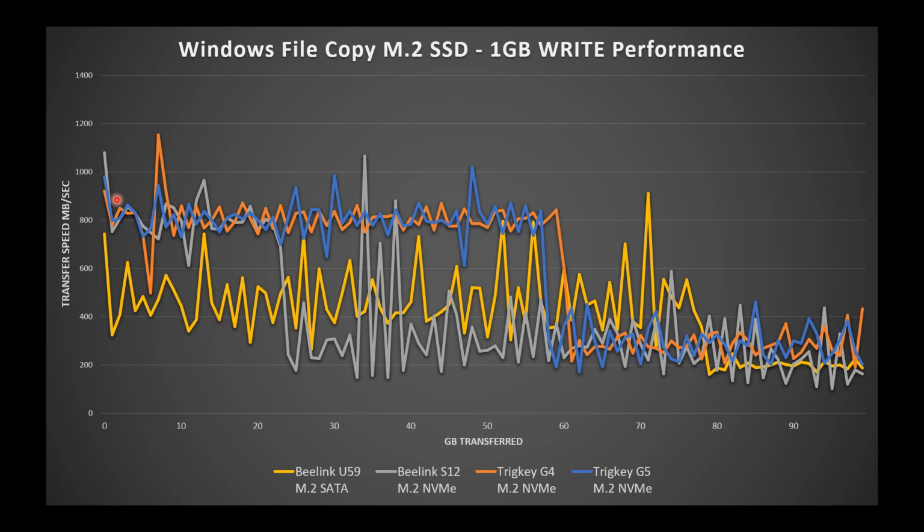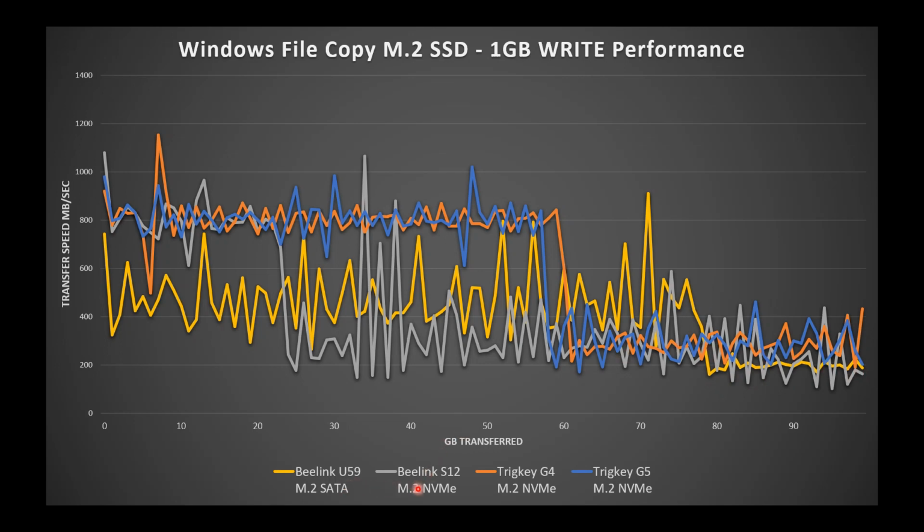Now what you see here on the bottom is the total gigabytes transferred. I did 100 gigabytes total, and then the transfer speed on the vertical axis here in megabytes per second. So clearly the Beelink U59 with the SATA drive is not going to be able to exceed 600 megabytes per second anyways because of the SATA interface, but it did tend to average about 500 megabytes per second during the 1 gigabyte write, and then after about 70 something gigabytes tend to drop down to about 200 megabytes per second.